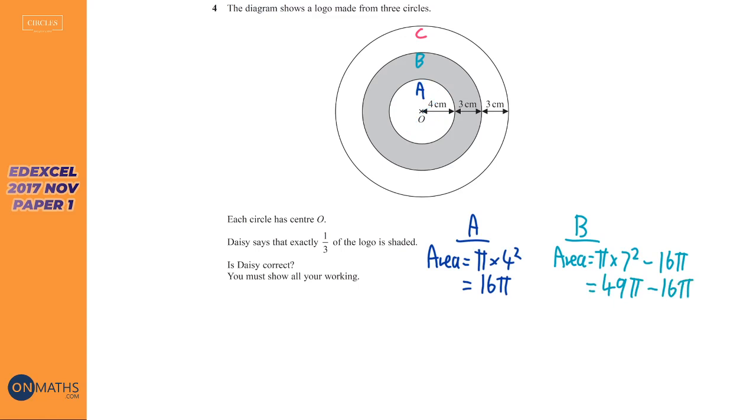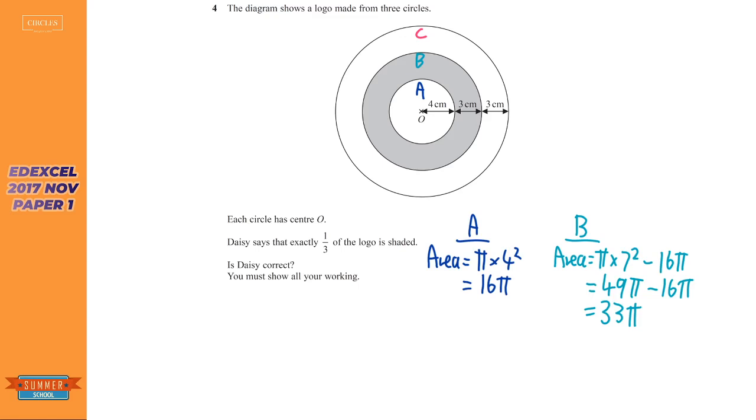Now the way you deal with pi is similar, it's not the same, but it's similar to the way you deal with algebra. So if it was 49x take away 16x, you just take away the numbers and then you're left with that amount of pi, okay? So we do 49 take away 16, which is 33 pi. So B, the shaded area, is 33 pi.